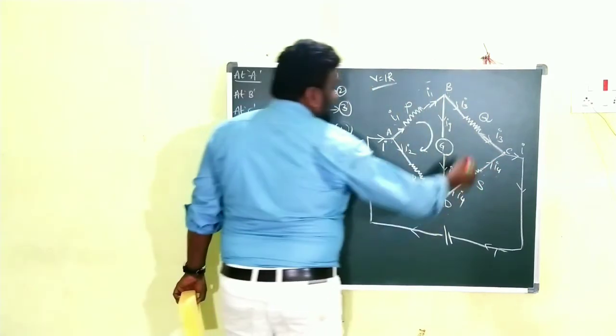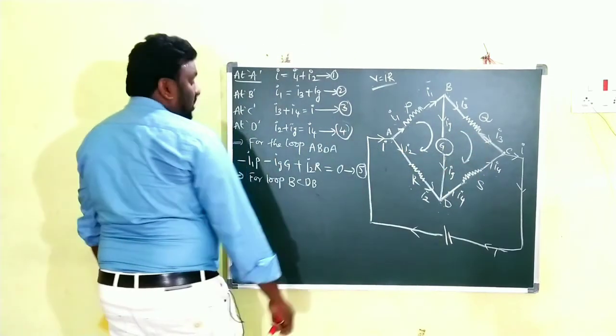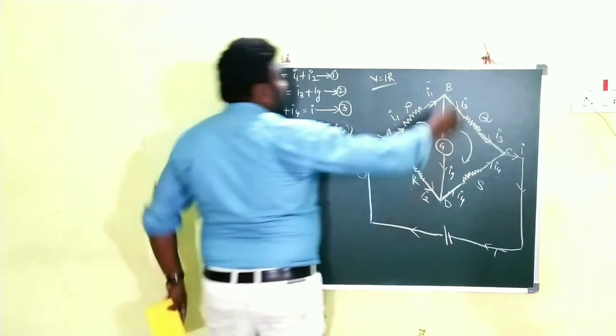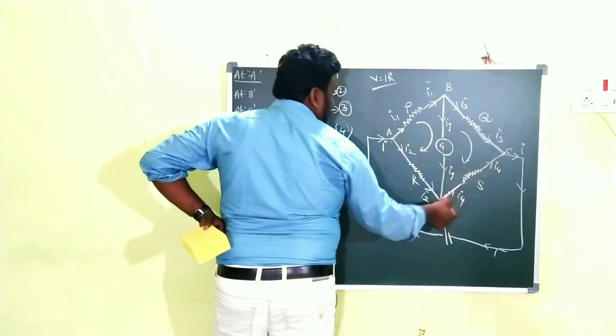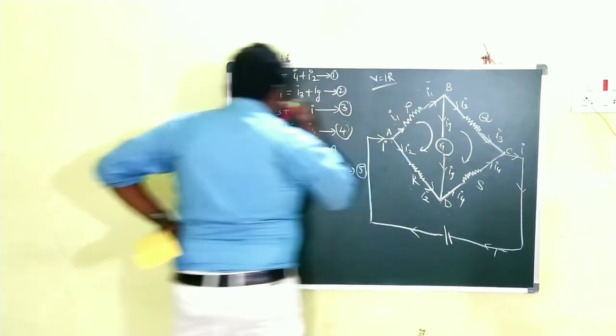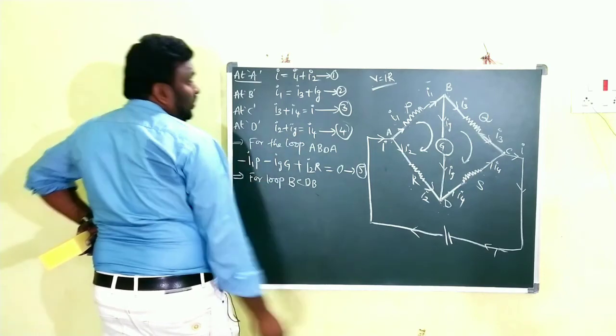Clear? Again we are selecting the clockwise direction, because we are shorted at the point B. We are coming like a clock: B, C, D, B. Same rules that I explained up to now, we have to follow.